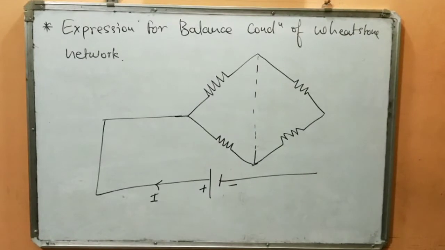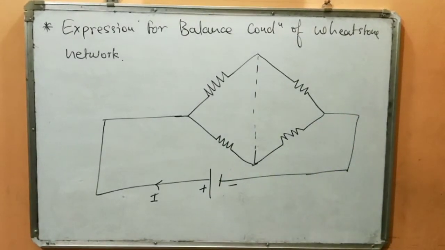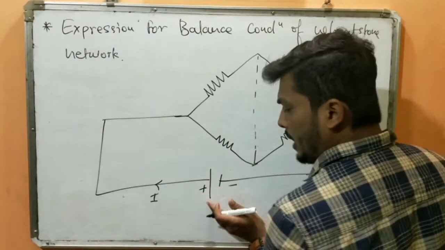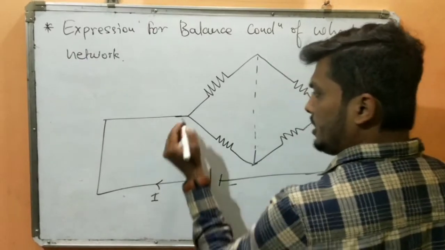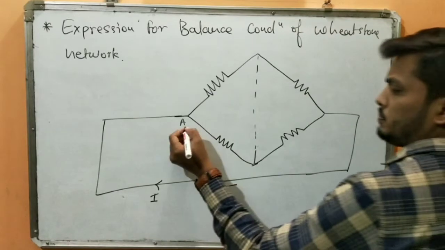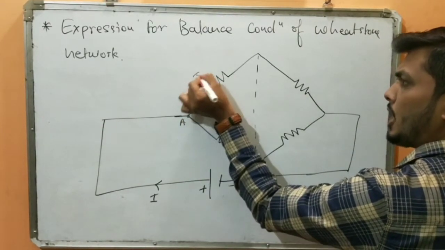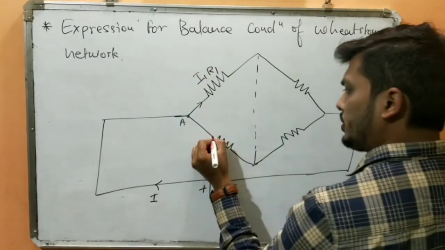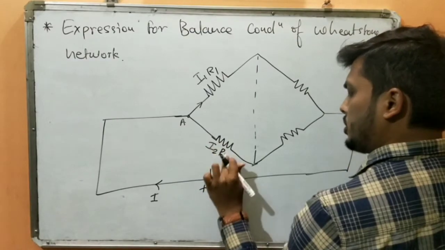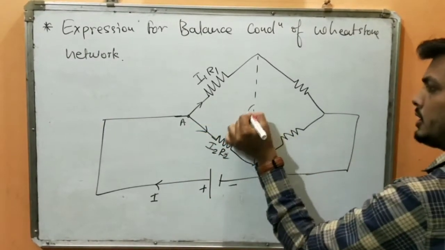Okay, now students, look carefully here. This is a typical diagram of a Wheatstone network. Now this battery, which is carrying current I, or maybe a cell, you can consider this as a cell. This is node A. This will have current I1, R1. This will have I2, R2, and here look at the arrow mark.